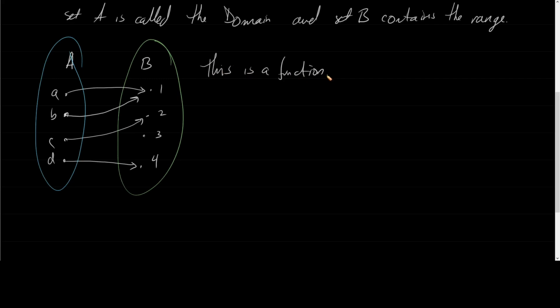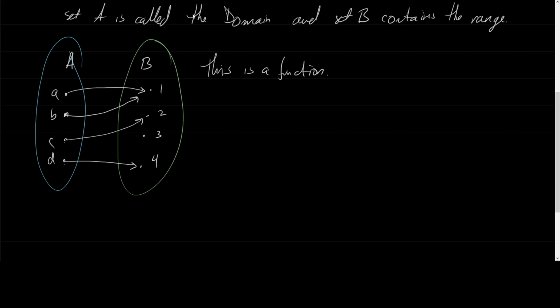It is a function because each element in A is assigned an element in B, so everything's paired up somehow. It is okay for something like this to happen: two values in A can be assigned the same value in B. That is fine, there's no worry about that.